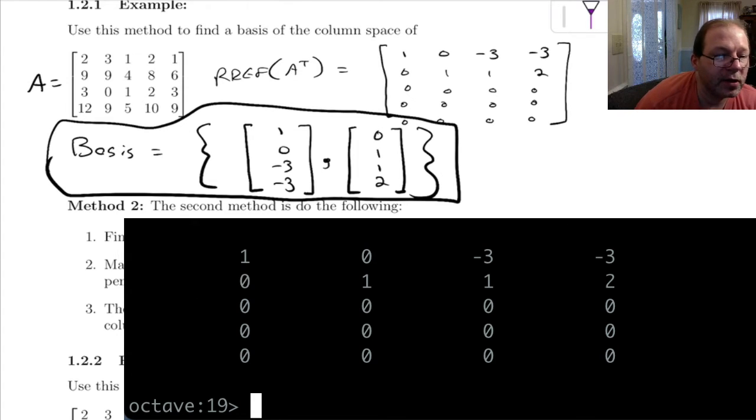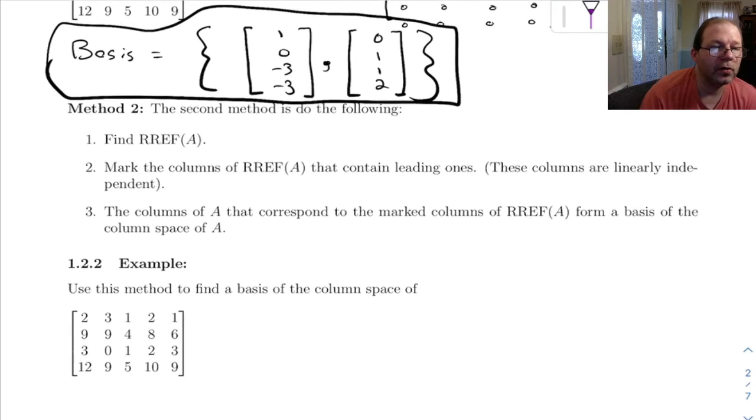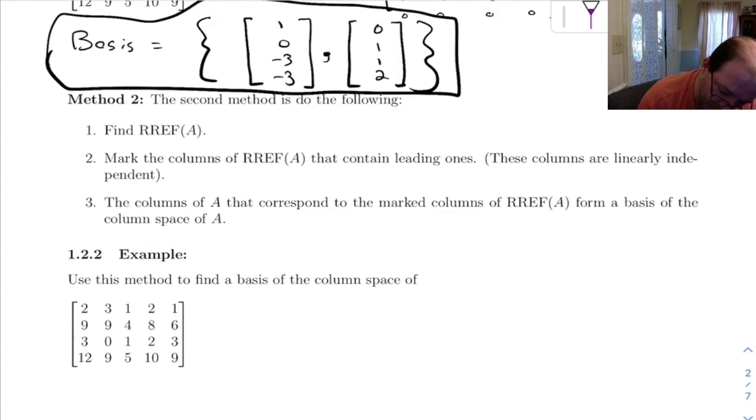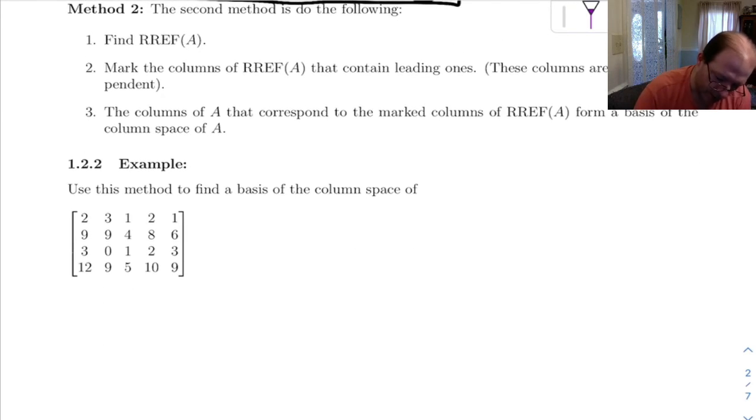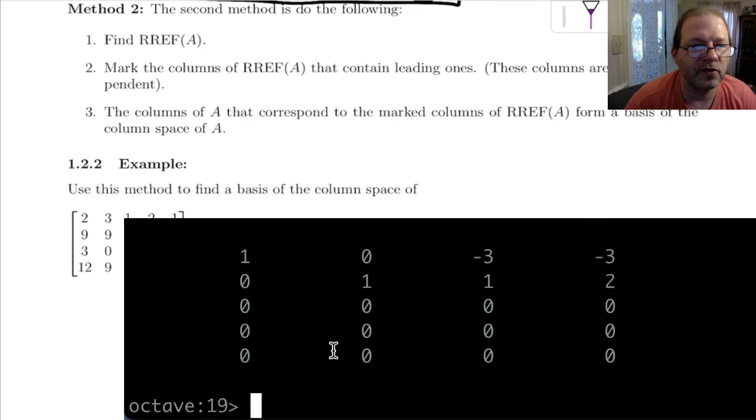Okay, the second method is this. What you do is, instead of taking the transpose, you take the original matrix A and row reduce it. When you row reduce it, it's going to leave you with leading ones. You mark those columns that have leading ones. Those columns are going to be linearly independent. And so then you look at the columns in the original matrix that correspond to the columns in the reduced row echelon form with leading ones, and those give you a basis of the column space. So let's look at that. That description makes it sound complicated, but it's actually pretty easy.